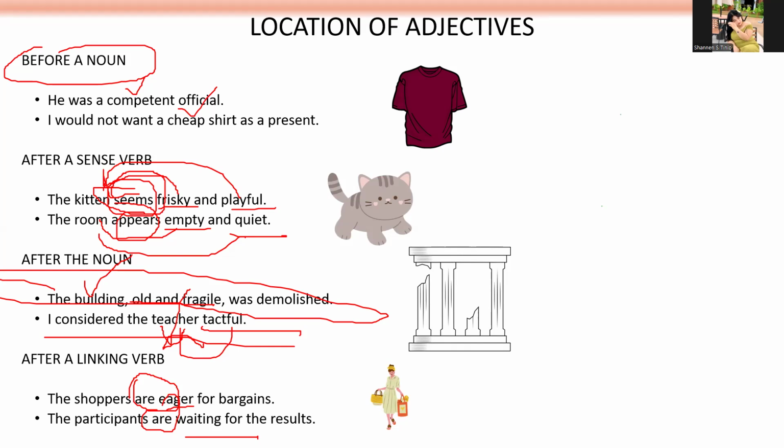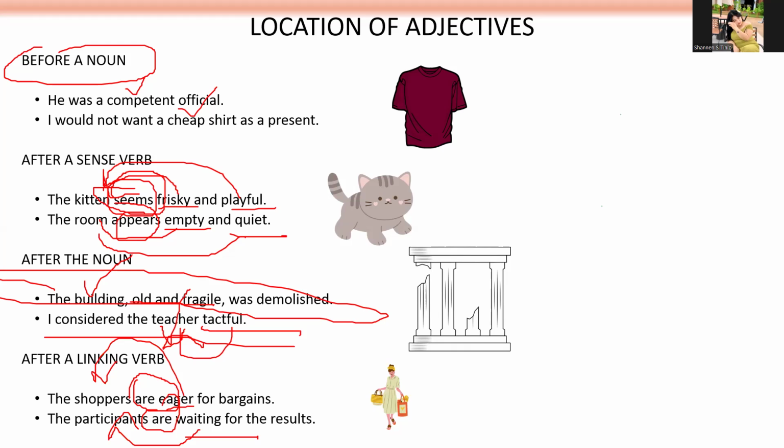What kind of participants are they? They are the ones who are waiting. What kind of shoppers are they? They are the eager shoppers. So in this case, the adjectives are located after the linking verbs. Got it? It gets even more confusing, I know. But just try to absorb it. Okay?